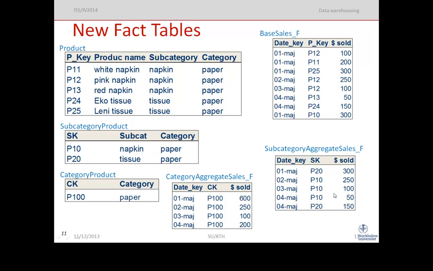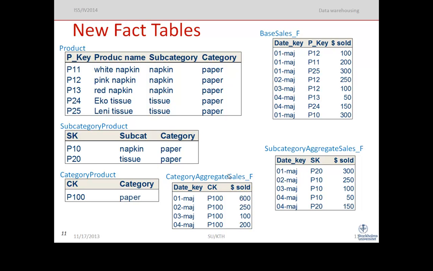So now if we look at how much we sold on 1st of May, we can see 300 on subcategory level. I don't have all the rows here. And here we can see category aggregate sales when we just look at the category paper. So you can either choose new level fields or you can choose new fact tables, and new fact tables are much more efficient when querying.